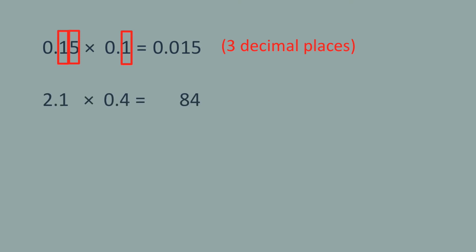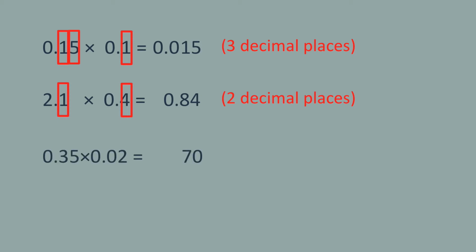2.1 multiplied by 0.4. Ignoring the decimal places, 21 by 4 equals 84. We can count 2 decimal places in the multiplication, so inserting the decimal with 2 decimal places after it gives the answer of 0.84.